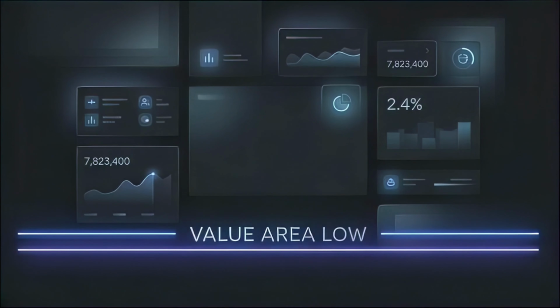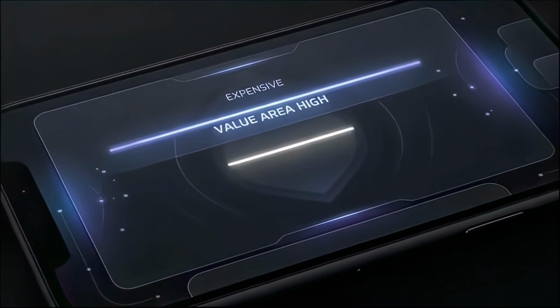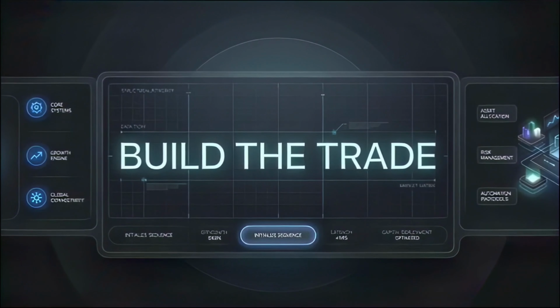You already know the rule. Cheap below the value area low, expensive above the value area high, magnet in the middle, at the point of control. So here's how you actually build the trade.